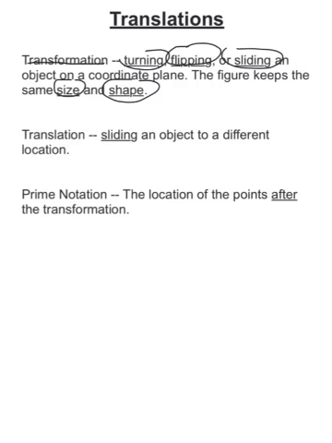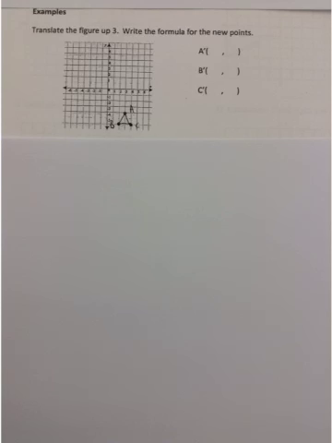So the transformation that we're actually going to talk about this week is called a translation. And a translation is when we're sliding an object to a different location. And we're going to use some notation here, and one of the types of notation we're going to use is called prime notation. And prime notation is going to be the location of the points after the transformation. Okay, so let's try some examples.